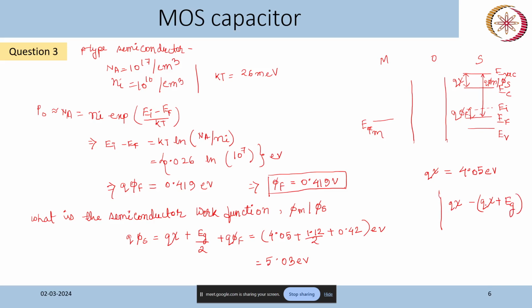That is what I wanted to discuss. Even though the question is very simple, you can directly use this formula: p0 equals ni exponential of (Ei minus Ef) by kT.